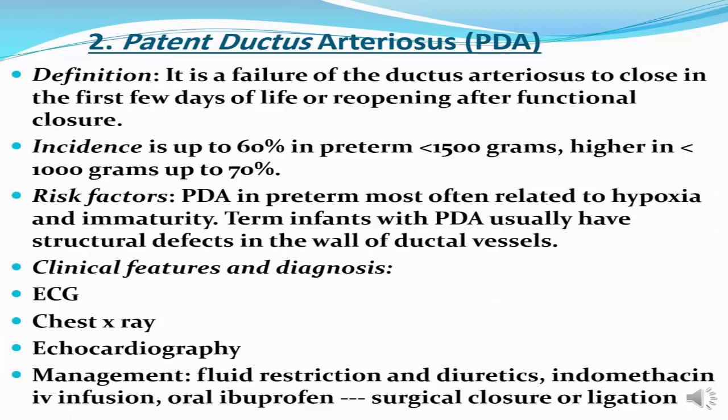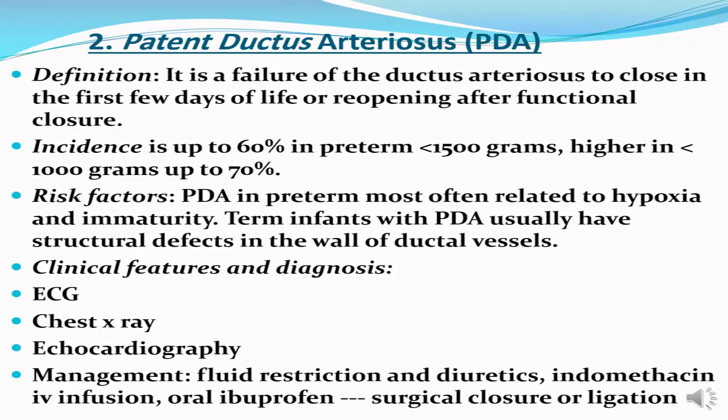The second complication of prematurity, acute complication, is patent ductus arteriosus. Definition is failure of ductus arteriosus to close in the first few days of life or reopening after functional closure. The incidence is up to 60% in preterm, less than 1,500 grams, and higher in 1,000 grams, up to 70%. Risk factors: the PDA in preterm infant is mostly due to immaturity and hypoxia, while a term baby with PDA usually has a congenital heart disease due to structural defect in the wall of the ductus arteriosus, and they require operation later on. While preterm babies with PDA can close spontaneously or sometimes with drugs and rarely require operation.